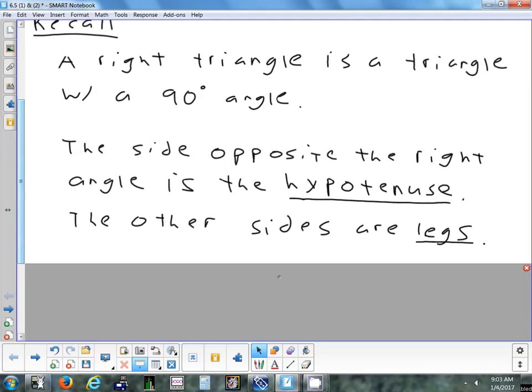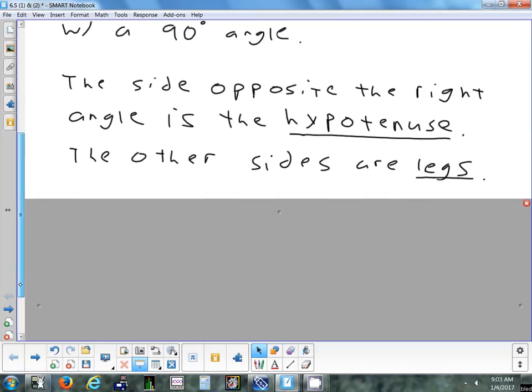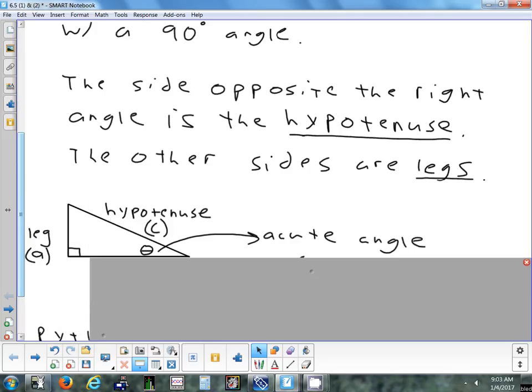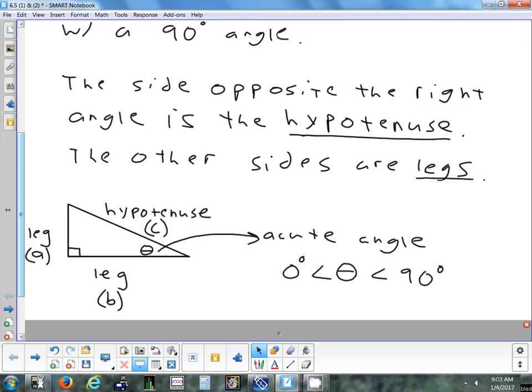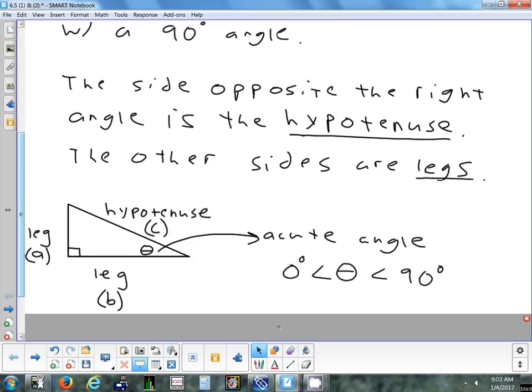Okay, and what are the letters that we generally use to label the sides? You don't have to, but they generally use A, B, and C, because that ties in with the letters they usually use with a certain theorem. So we have a leg which I've labeled A, another leg which I've labeled B, and the hypotenuse which I've labeled C.